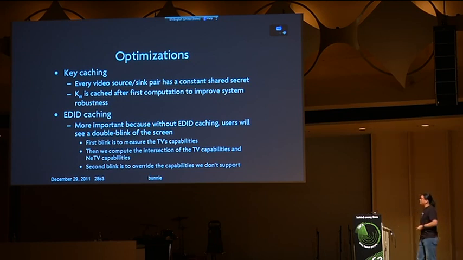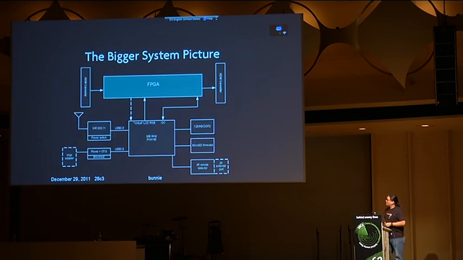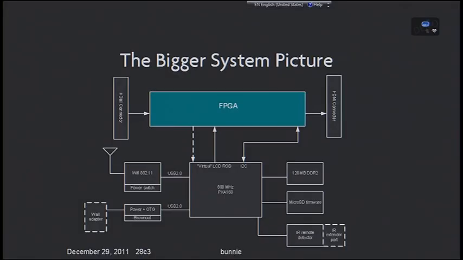The other thing we do is EDID caching. This is a little more important because without EDID caching, EDID is the record that describes the monitor's capabilities, you see a double blink of the screen. We do the first blink of the screen to read a value, and then the second blink to override it. And that sort of creates a bad user experience. So we do EDID caching. And so that's the core FPGA.